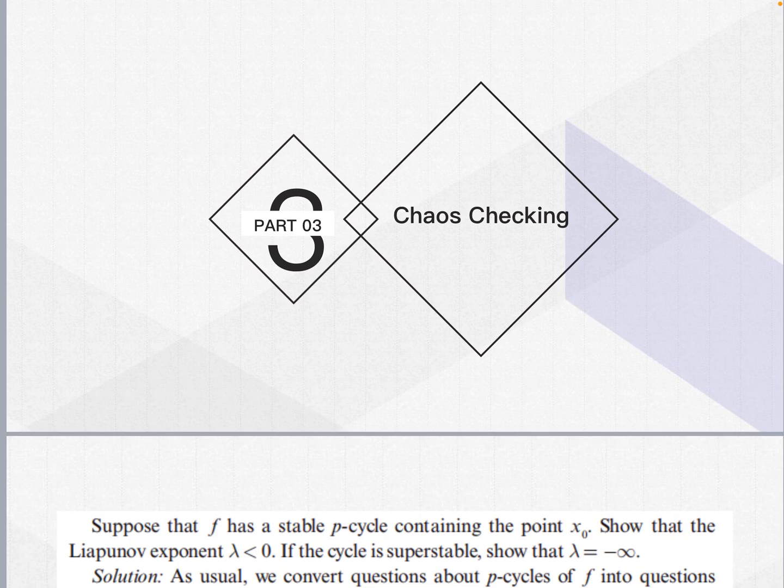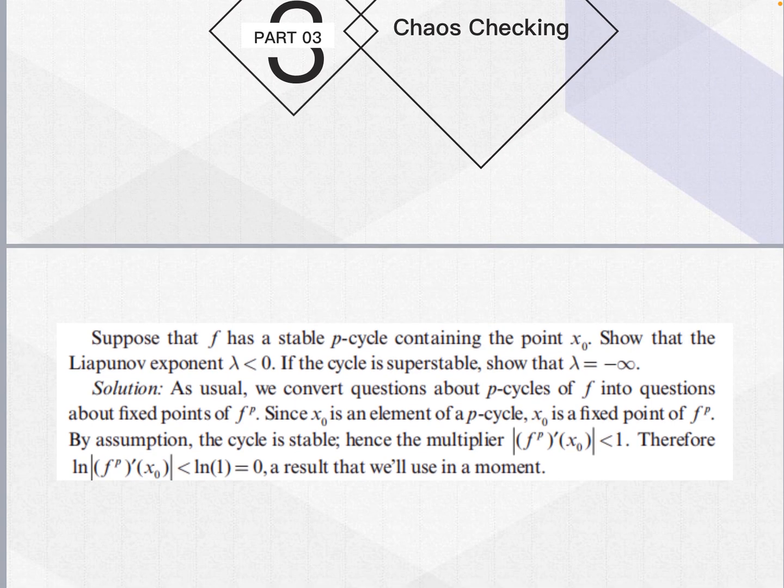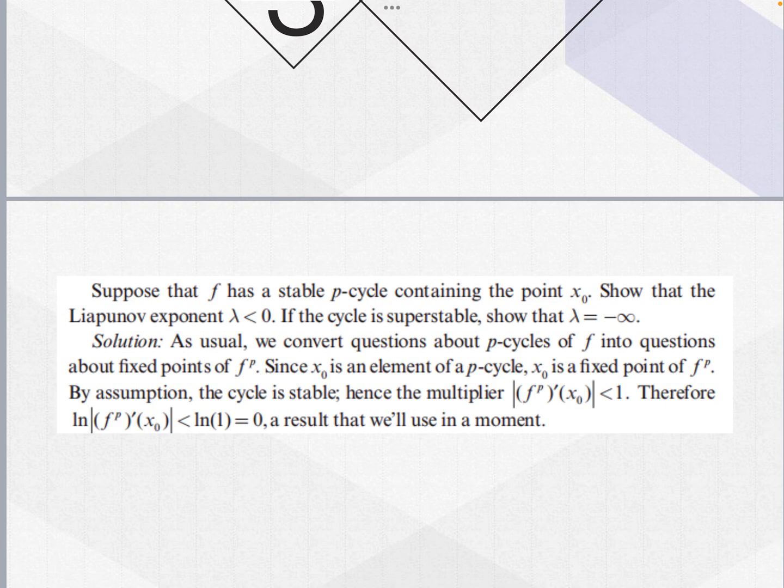And the third part is about the chaos checking. Now we will show an example. Suppose that f has a stable p-cycle containing the point x0. Show that the Lyapunov exponent lambda is less than 0. If the cycle is super stable, show that lambda equals minus infinity.